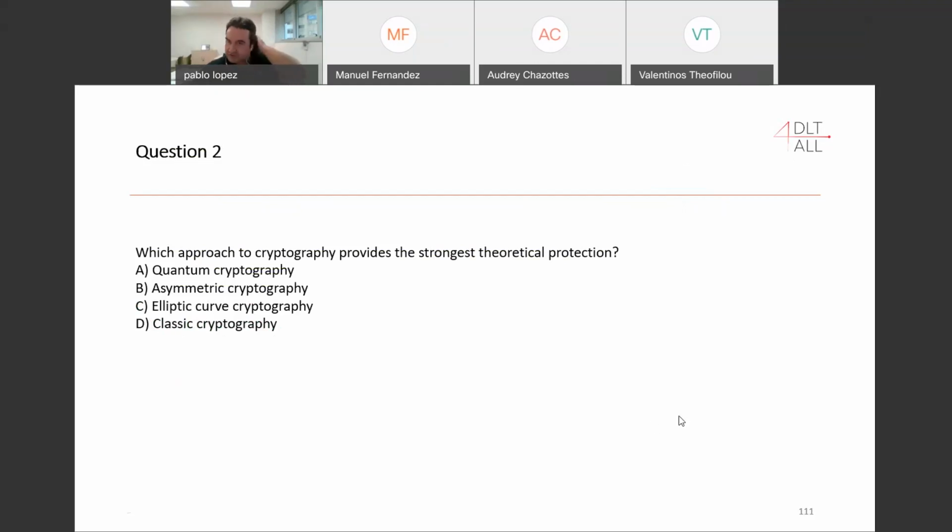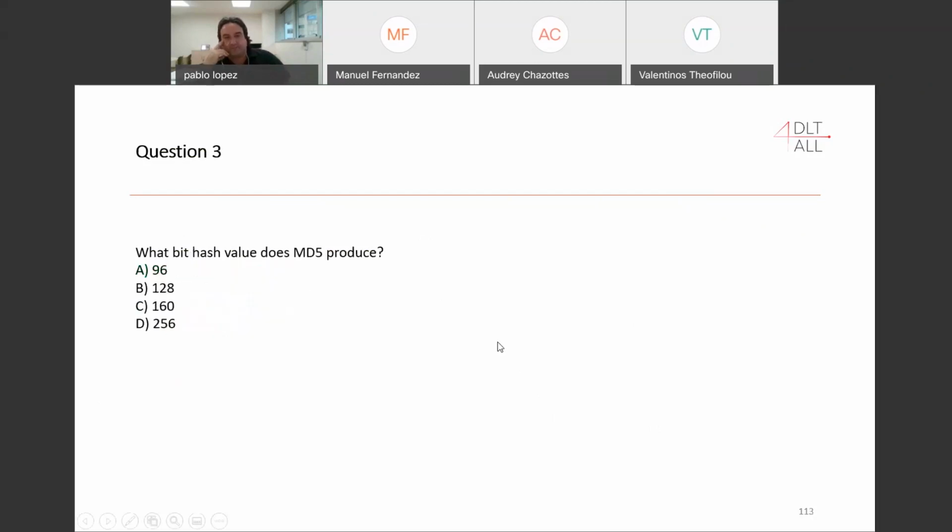Okay, going to this second question, we can see that the strongest theoretical protection is quantum cryptography right now. Right now. Of course, there are theoretical schools and classic schools, but now it's quantum cryptography. Well, what bit value does MD5 produce?